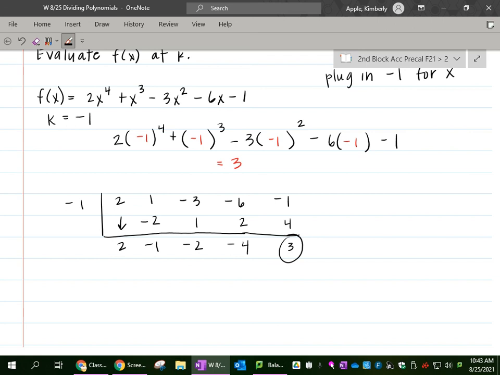Woohoo! It is a procedure day. We love those.